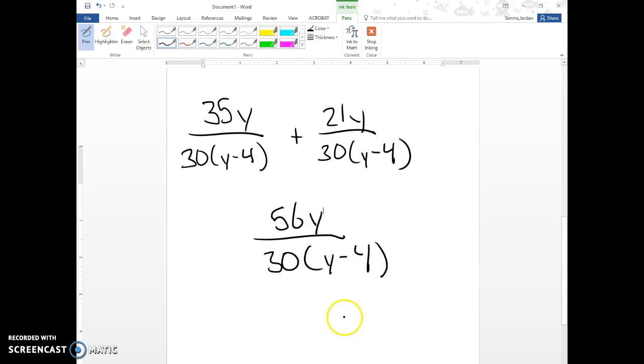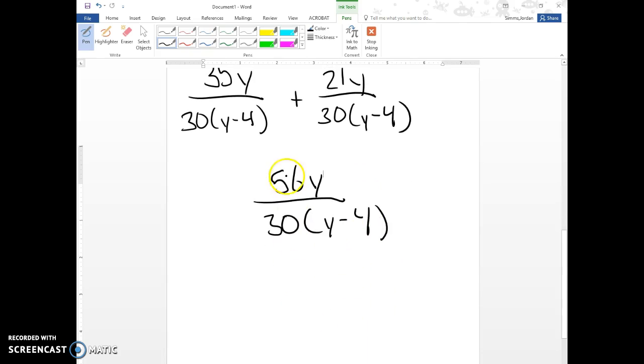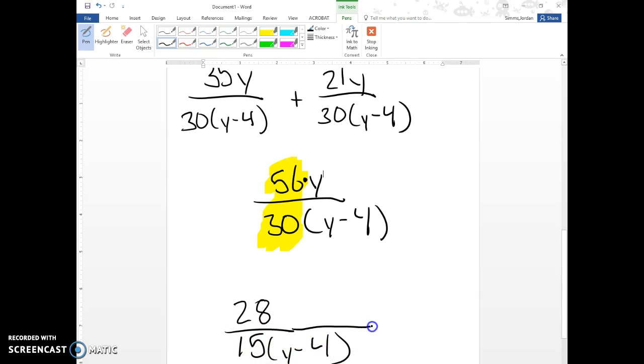Now we're done. This is our answer, but it's not in lowest terms. So let's reduce this guy a little bit. And again, because everything is in factors right now, everything is being multiplied, like we have 56 times y and 30 times y minus 4, we can do this. We can just factor or cancel things. So if I reduce this fraction, let's take half of the top number and half of the bottom number. Half of 56 is 28 over 15, bracket y minus 4. That's still there, of course.